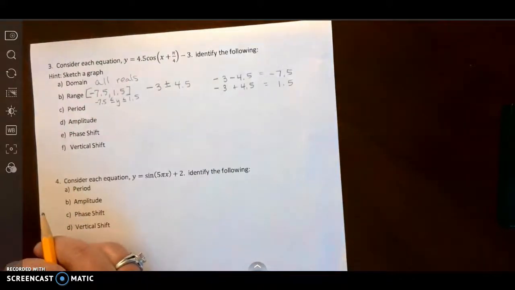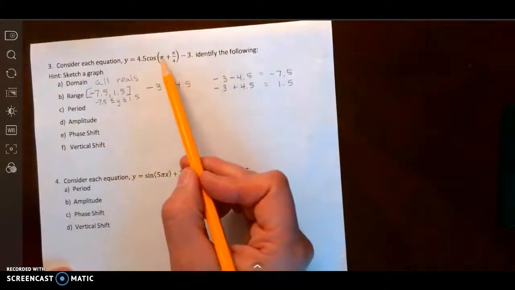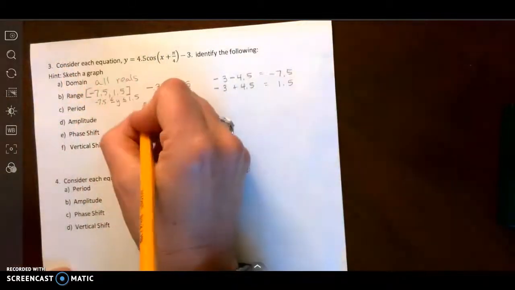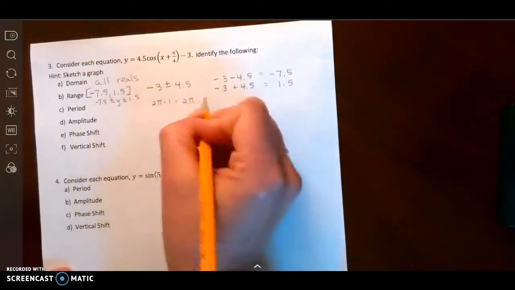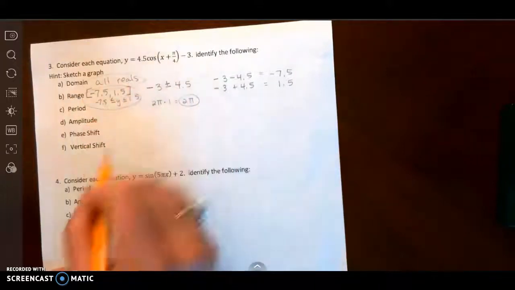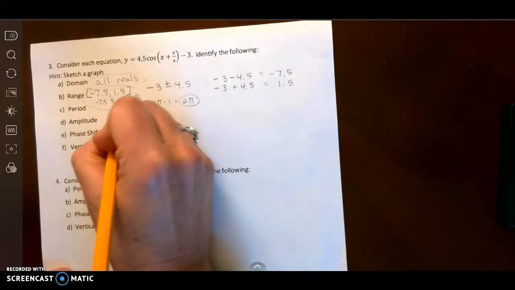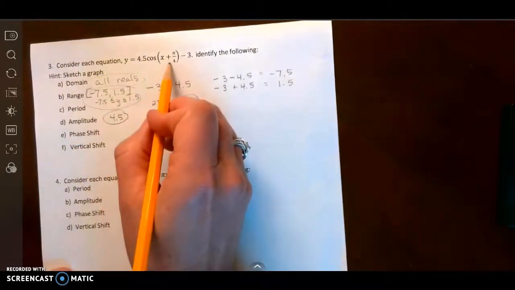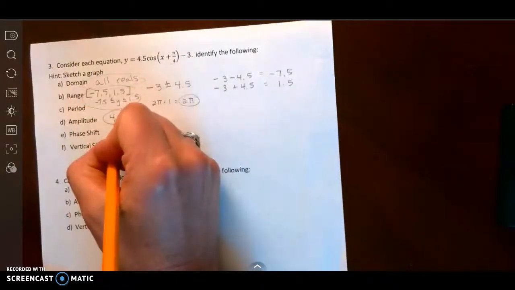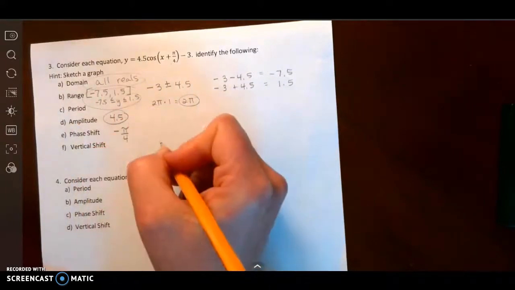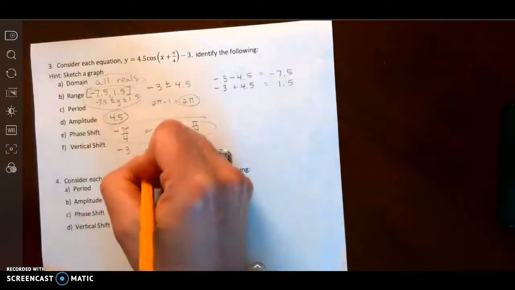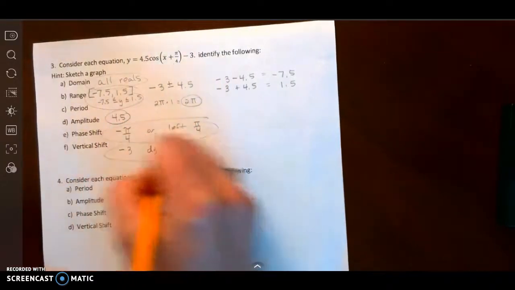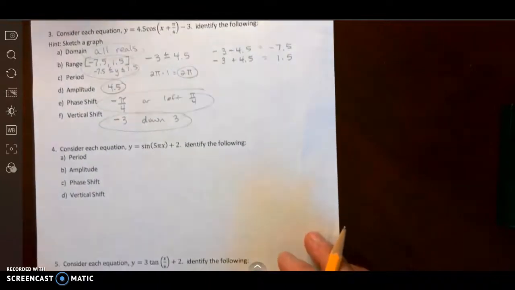Either way. My period, I still have nothing that I'm multiplying x by, and so it's just going to be 2 pi times 1, which is still just 2 pi. My amplitude is 4.5. My phase shift says plus pi over 4 in the equation, which means it's minus pi over 4 in the rule, which would be left pi over 4. The vertical shift is minus 3 or down 3 units.